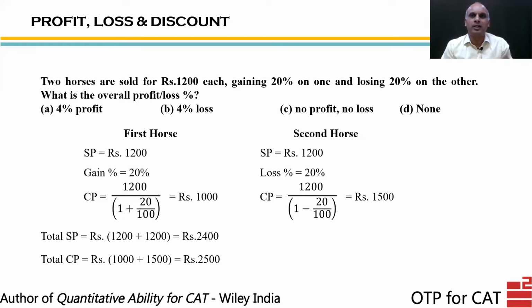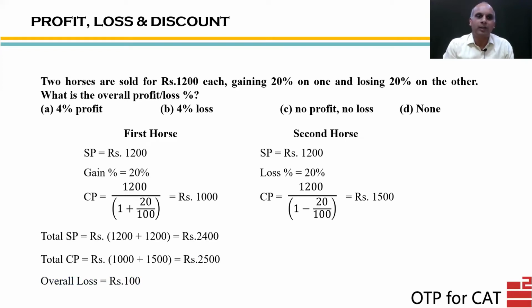So SP will be 1200 plus 1200. So we realize that SP here is less than CP overall. So there is a net loss of 100 rupees. And we can now find out the loss percent by the formula loss percent is equal to loss upon CP into 100. My overall loss here we can see is 100 rupees and the total cost price is 2500. So it will be 100 divided by 2500 into 100. And this comes out to 4%. So that means I am incurring an overall loss of 4% in this case. So the answer is B option.